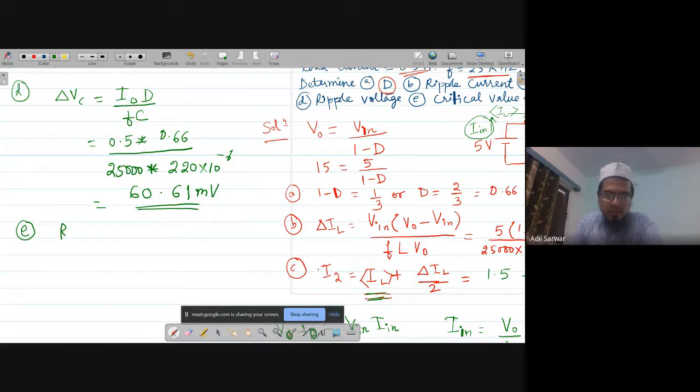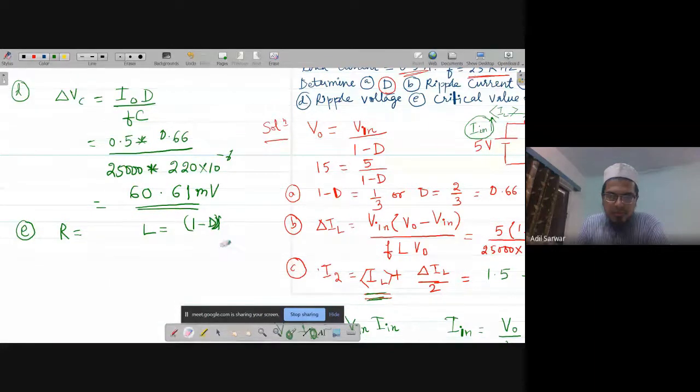So before finding out L and C, the expression for L is given by 1 minus D, times again D into R upon 2 times F.